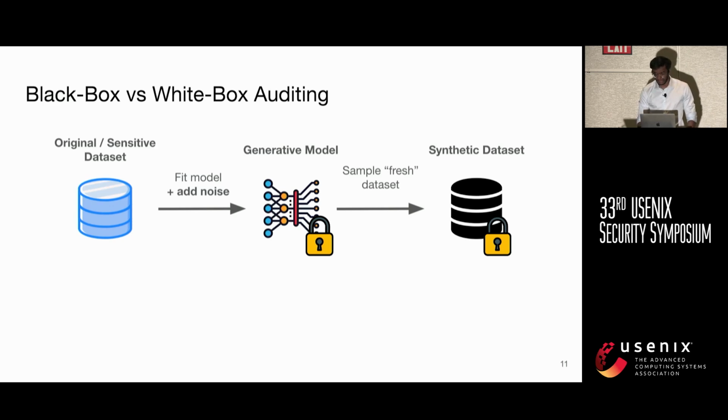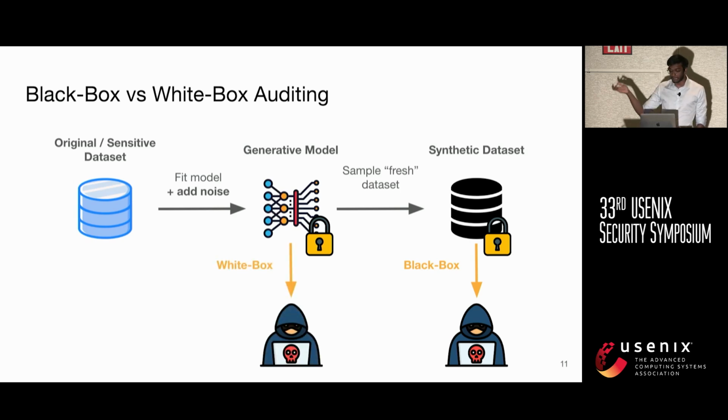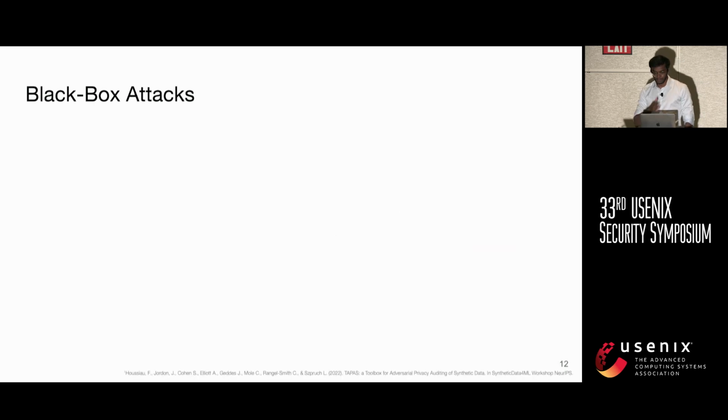In the context of synthetic data, what was previously done is using black box membership inference attacks that only have access to the synthetic data set. But as I explained earlier, many times the generative model itself satisfies DP guarantees, so we can also consider white box attacks that have access to this generative model directly.